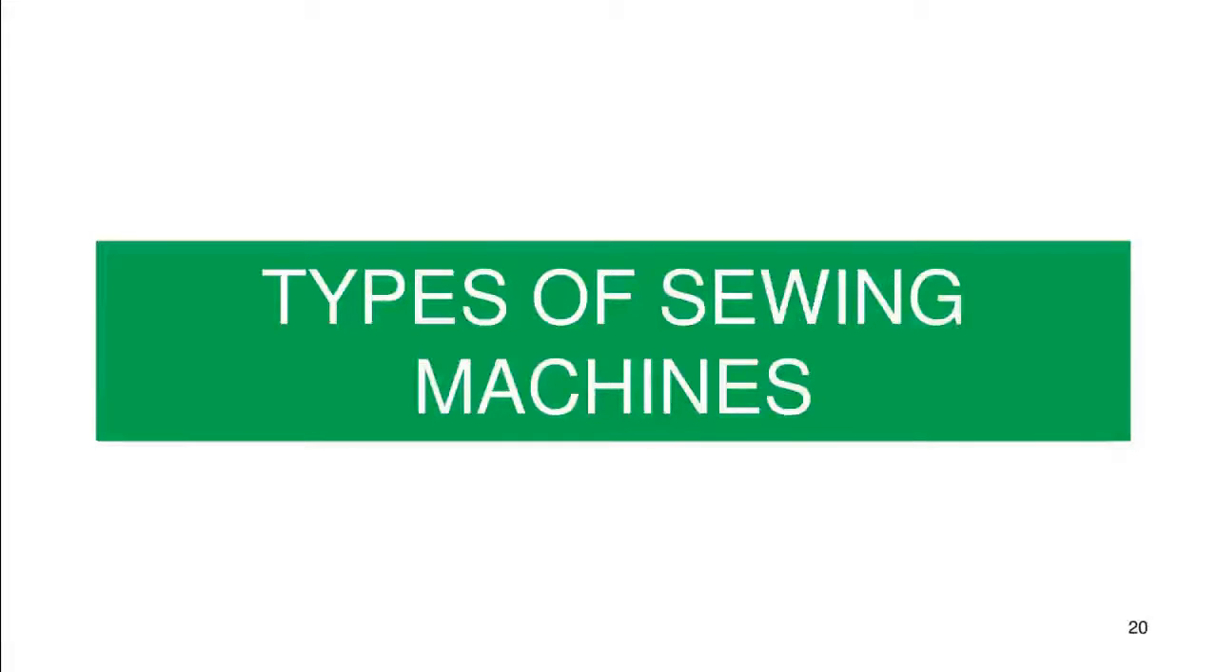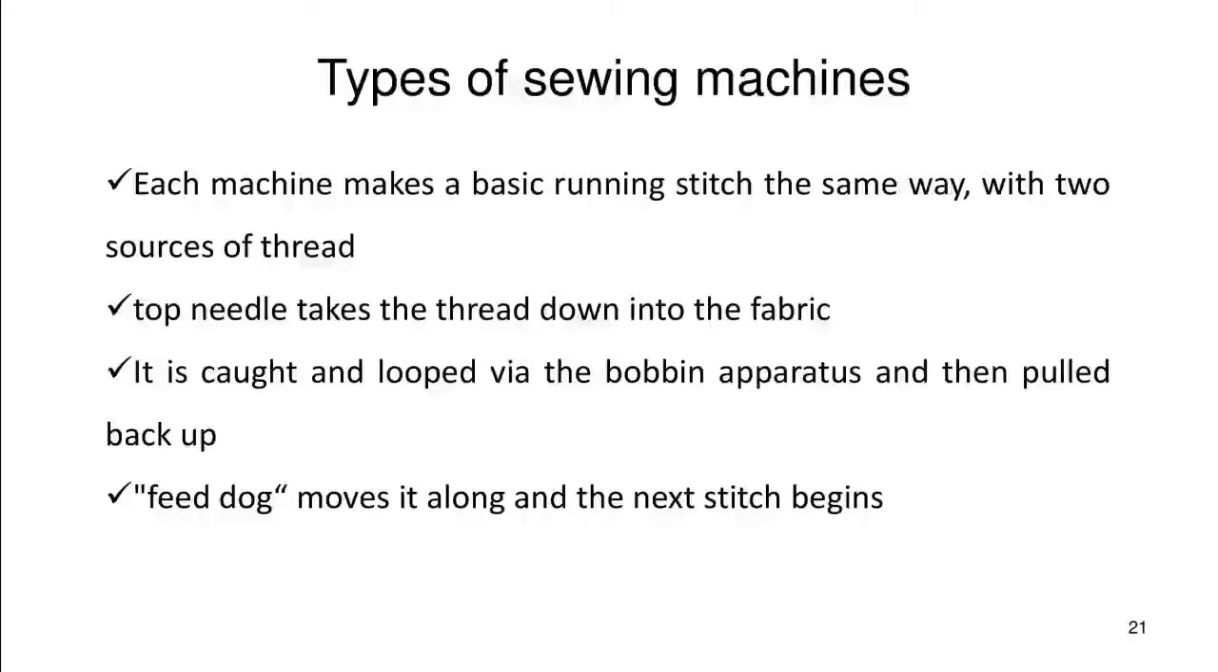So we come to slide number 20, types of sewing machines, and slide number 21. We are going to talk about the types of sewing machines. Each machine makes a basic running stitch the same way with 2 sources of thread. We are talking about the lock stitch machine. One is the needle thread, the other is the bobbin thread. The top needle takes the thread down into the fabric. It is caught and looped via the bobbin apparatus and then pulled back up. Feed dog moves the fabric along and the next stitch begins.